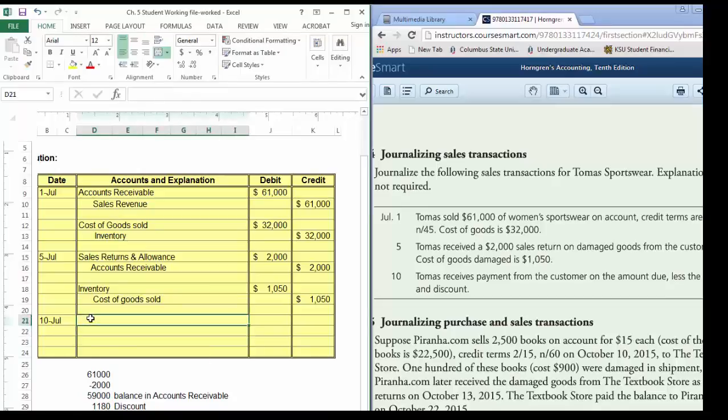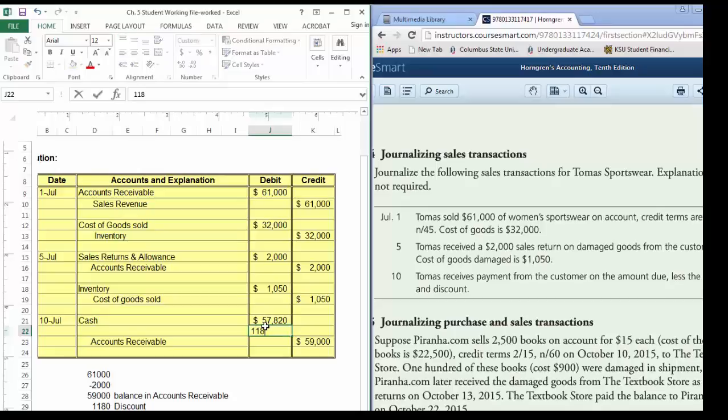All right, so when I record my journal entry, I'm going to debit cash for the 57,820. All right, and I'm going to reduce accounts receivable for the full amount of the balance. Okay, because they're settling their account, they're paying me, even if it's not the full amount of the balance in accounts receivable. All right, then the difference, okay, it's a debit, so I'm going to debit 1,180 there, and that is going to be called sales discounts.